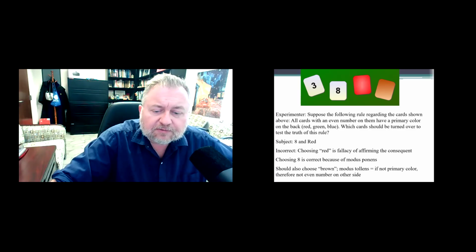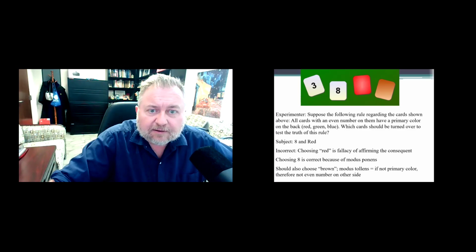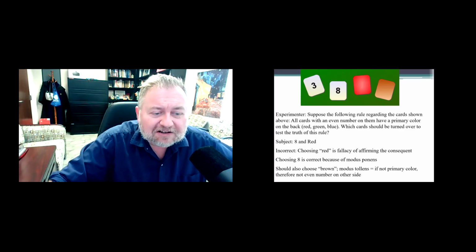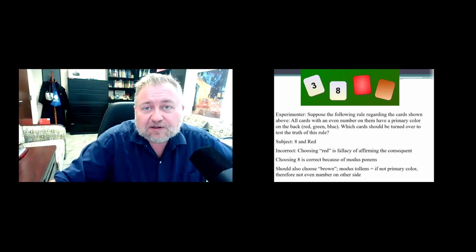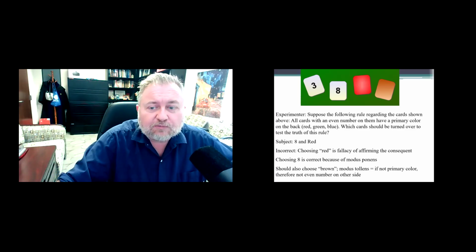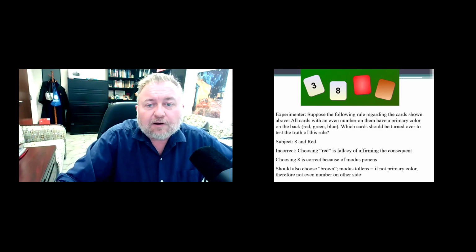What about turning over the 3? Would that help us? Actually, no, because that would be denying the consequent, I think, right? I'm going to get myself tripped up there, because we don't know the rule about even numbers or odd numbers. Sorry, we only know the rule applies to the even numbers, right?